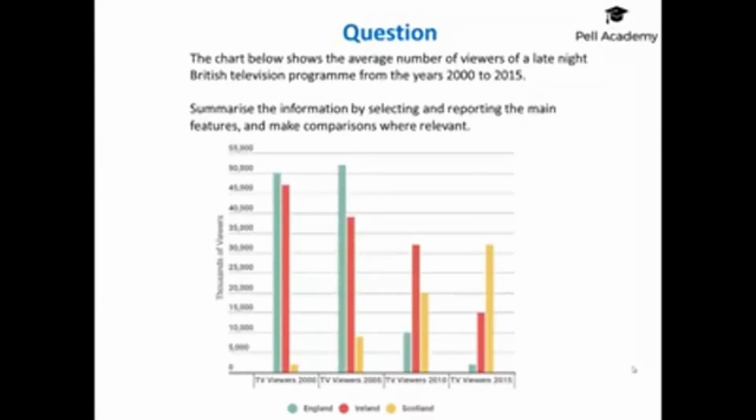So here's the question that we're looking at in today's demo lesson. The chart below shows the average number of viewers of a late-night British television programme from the years 2000 to 2015. And there's the chart, so basically just 3 categories. Not too much to cover, but you still have to write 150 words. Just looking at that from the start, you'll be including pretty much everything in that chart in your answer, just because there's so little covered. If you had 10 categories, you wouldn't be able to mention everything. You'd have to decide on what's most and least important, and in a chart of this size, you're going to be mentioning pretty much everything.